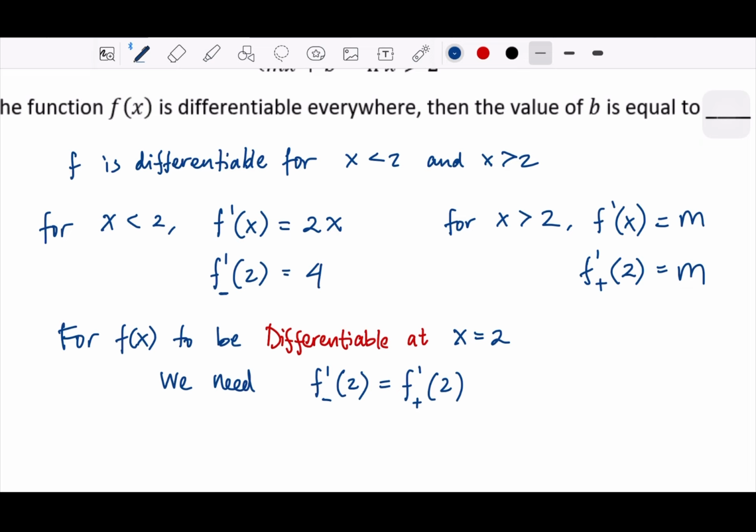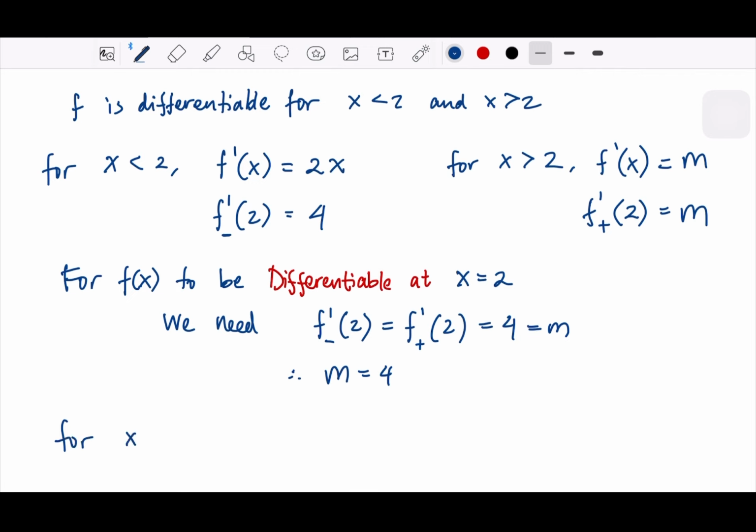Okay. So we are going to look here, and then we can conclude that this 4, this f prime from the left, should be equal to m. So we get that m is equal to 4. So we know that m is 4. So for x greater than 2, our f of x, we can propose the equation 4x plus b. Now we are looking for b. After we get m, we are looking for b.